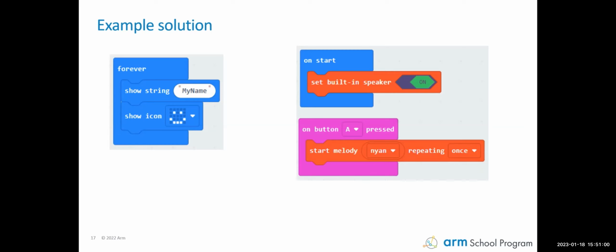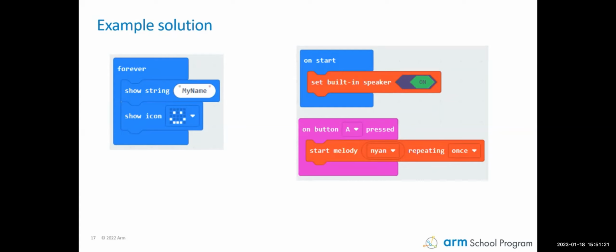To get the sound to work with the V2, you do have to have that on start block there, where it sets the built-in speaker to on, so you have to turn the speaker on, and you'll see this in a couple of the other projects as well. So that's an important thing to not forget, because by default that isn't on, because there are two versions of the micro:bit, and the V2 has the speaker whilst the V1 doesn't, so you need to enable that.